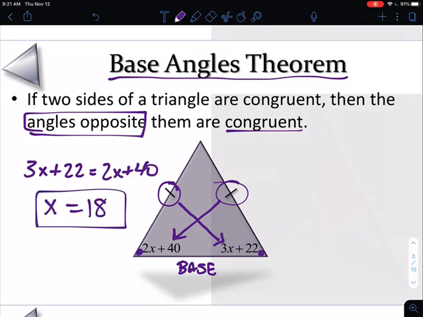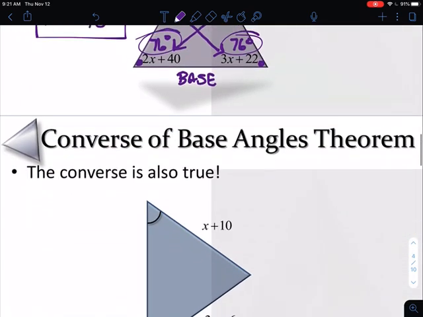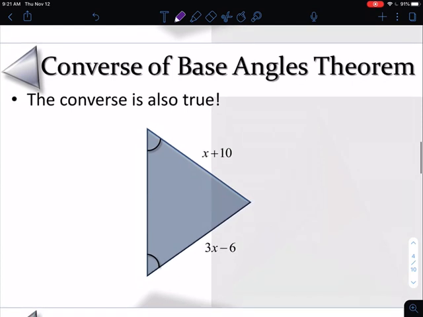If I were to plug x back in, 2 times 18 is 36 plus 40 is 76. And if I plug it into the other side, 3 times 18 is 54 plus 22 is 76. So I see that if I plug x back in, those two angles come out to be exactly what we want.